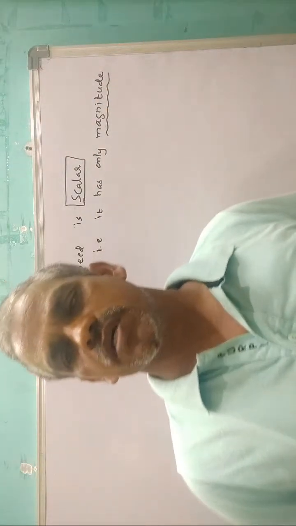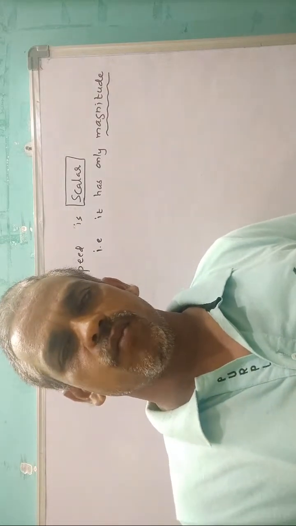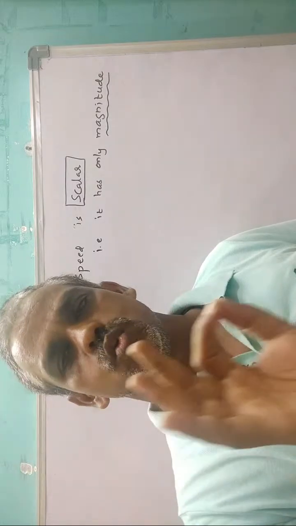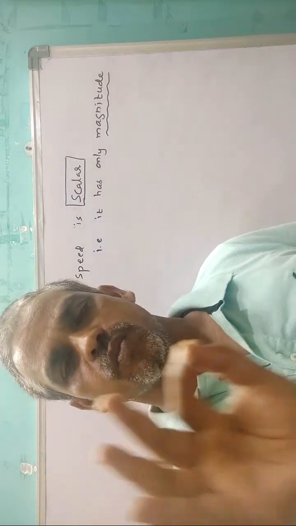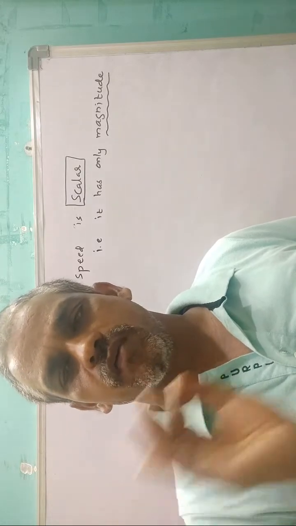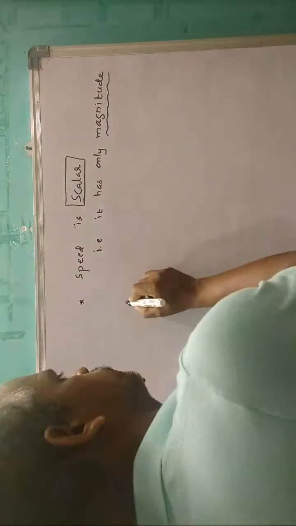Magnitude is nothing but only a number. That means what does it have? It will have only a number. Magnitude: 2 kilometer, 3 kilometer, 2 meter per second, 3 meter per second, like that only it will have. It will have only magnitude.